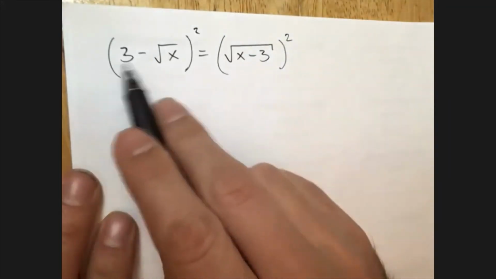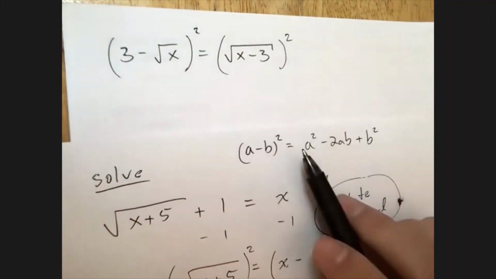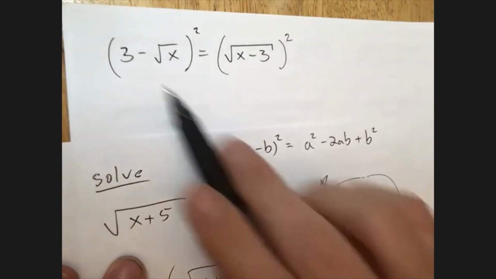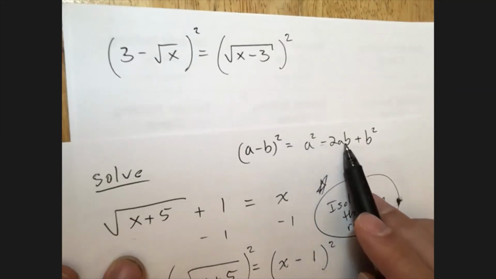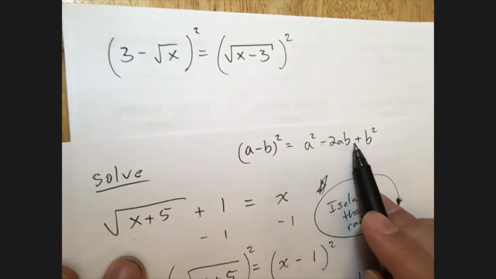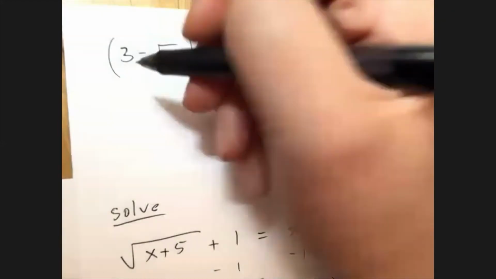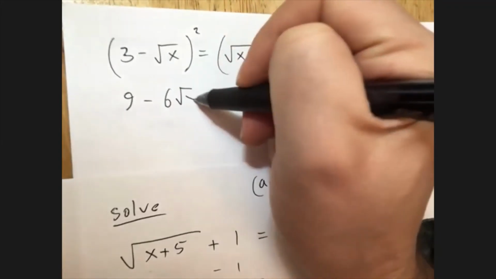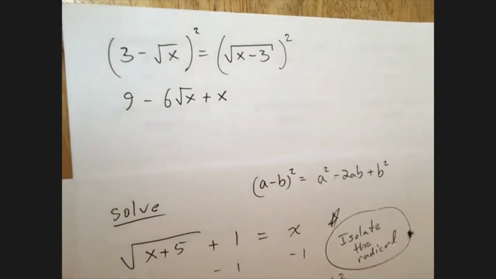Well, what happens to the left-hand side? Well, we can use that formula again. Right? If you take the difference and square it, this is the formula. So we'll just plug those things in. So this is going to be 3 squared minus 2 times 3 times root x, so minus 6 root x, plus root x squared. Well, root x squared is just x. So when we square this out, we're going to get 3 squared minus 6 root x plus x. That's what happens. You're just plugging those things into this formula here.